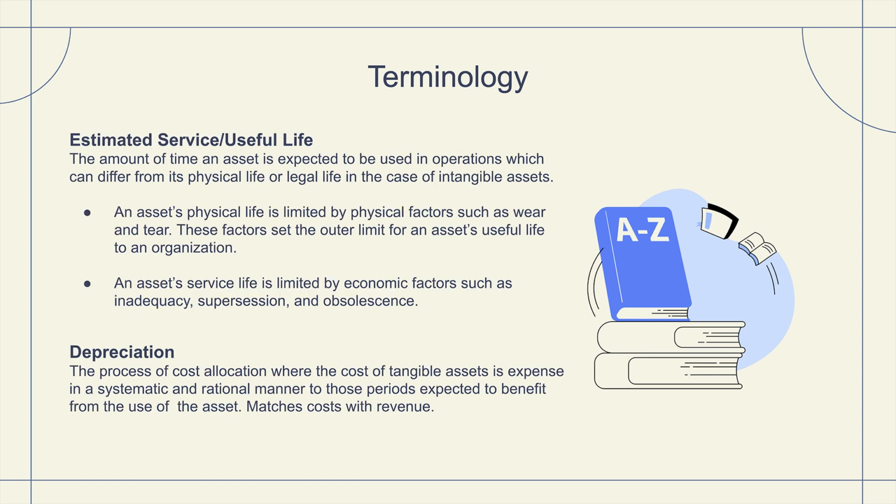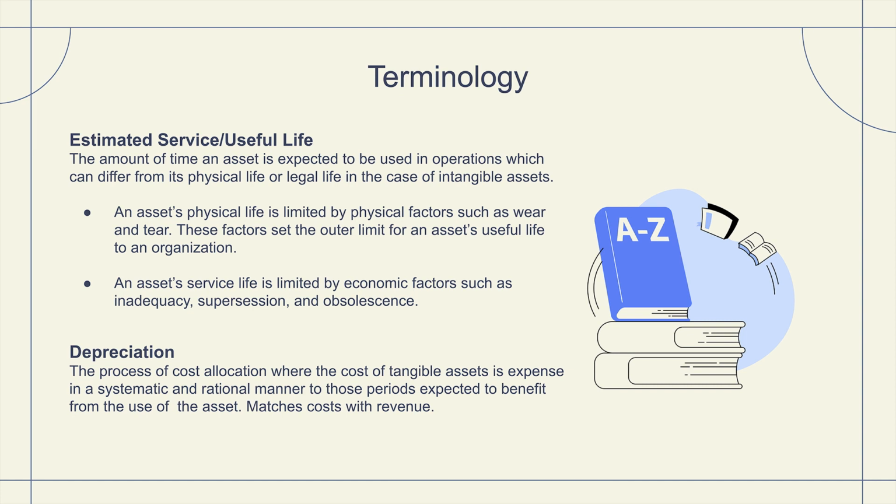As we continue with our shared terminology, we discuss the estimated service life or useful life. This represents the amount of time an asset's expected to be utilized in operations, which can differ from its physical life or legal life in the case of intangible assets. An asset's physical life in the case of property, plant, and equipment is limited by physical factors such as wear and tear. These factors can set the outer limit for an asset's useful life to an organization, whereas an asset's service life for both tangible and intangible assets is only limited by economic factors such as inadequacy, supersession, and obsolescence.